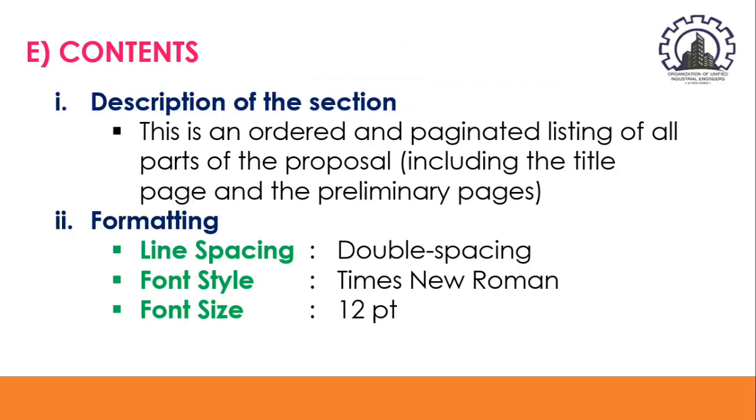Again, formerly, it was called table of contents, but as of now, it is called contents alone, okay? Under APA 7th edition guidelines, instead of table of contents, it's now contents. So what is contents then? Contents is an ordered and paginated listing of all parts of the proposal, including the title page and the preliminary pages. Now, how do we format our contents?